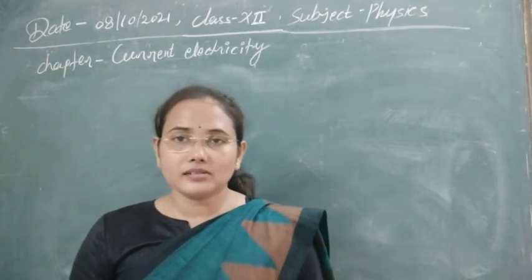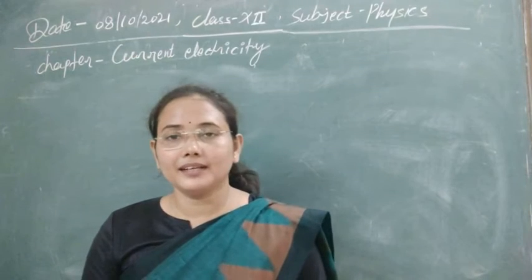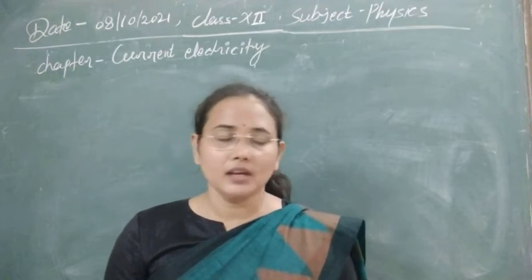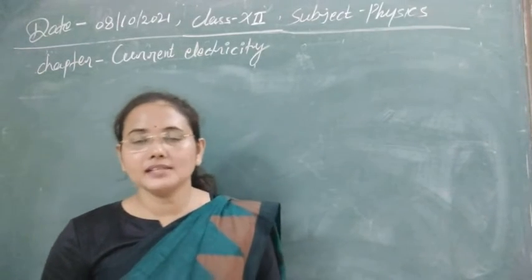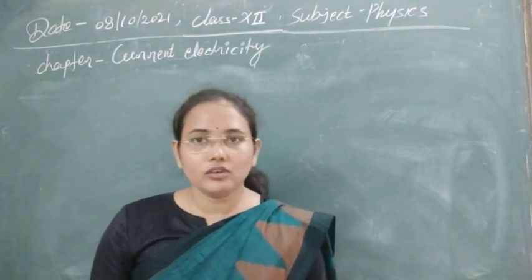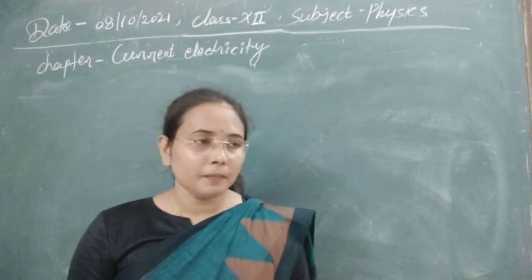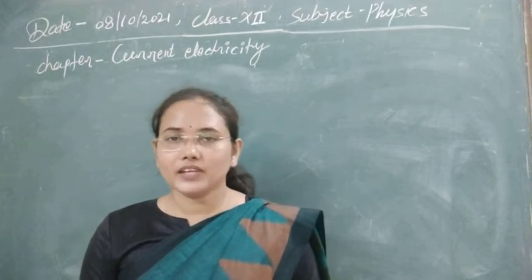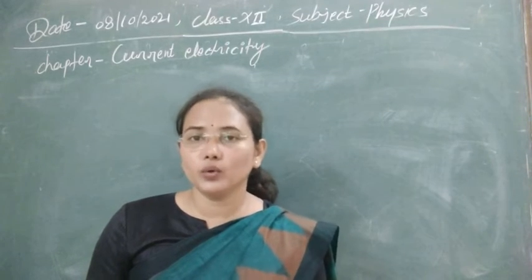So students, in last class we were revising our chapter current electricity, and up to Wheatstone bridge we have revised our topics. So today let's start to revise the next topic. As in the case of Wheatstone bridge, we have seen a condition whenever the bridge is balanced, and in that condition we can find out any value of unknown resistance.